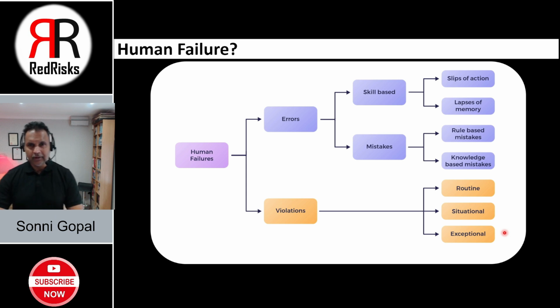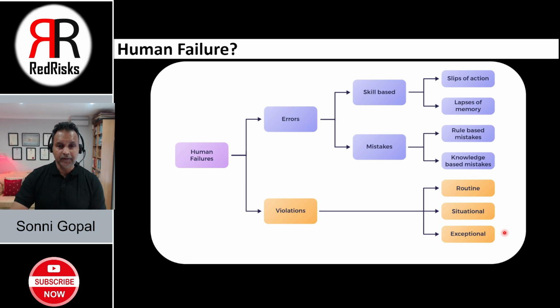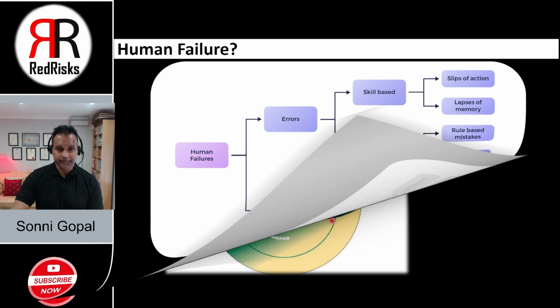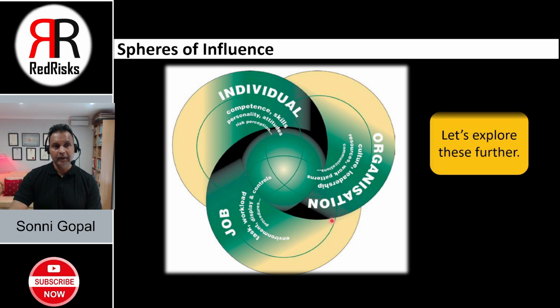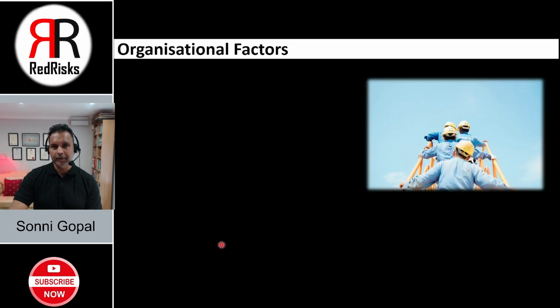There's a lot to digest there in terms of what I've just offered as sentences, but fundamentally think of this. Human failure could be due to an error or it could be due to a violation. Now, spheres of influence, again, this is pulled straight out of HSG 48 because you will probably have that as a reference, and I'm going to just talk through some of the fundamental pieces. Here we talked about 3 spheres of influence: the individual, the organization, and the job. So let's explore these a little bit further.